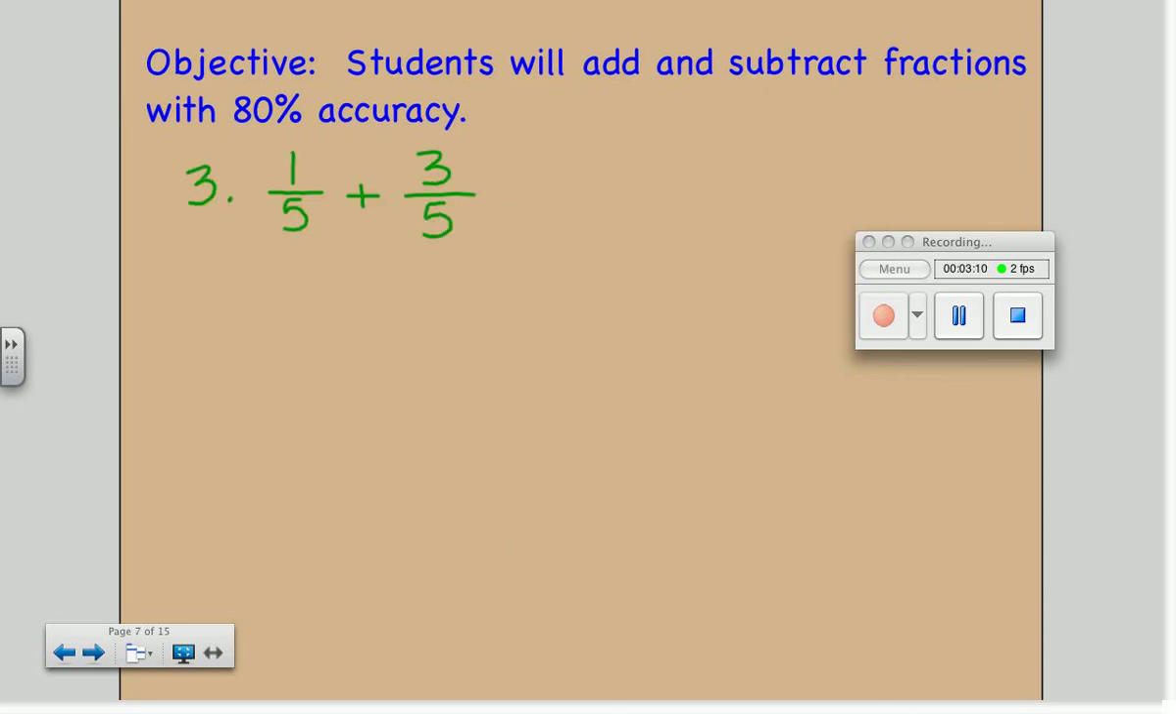Now let's work these without a picture. 1/5 plus 3/5. Okay, right. Make sure you write the problem. 1 plus 3 is 4. Keep the denominator the same. 4 out of 5. 4/5.